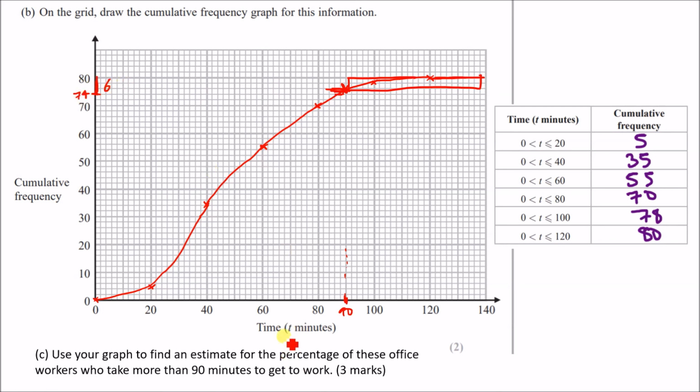To change this to a percentage, guys, that's essentially 6 over 80. And you just multiply that by 100. If you do that, you should get about 7.5%. And that's your answer, guys. That's it.